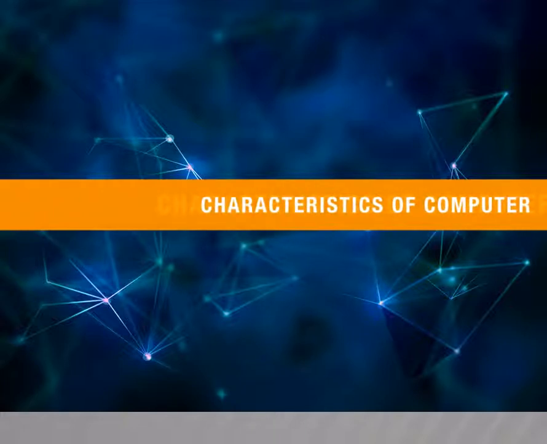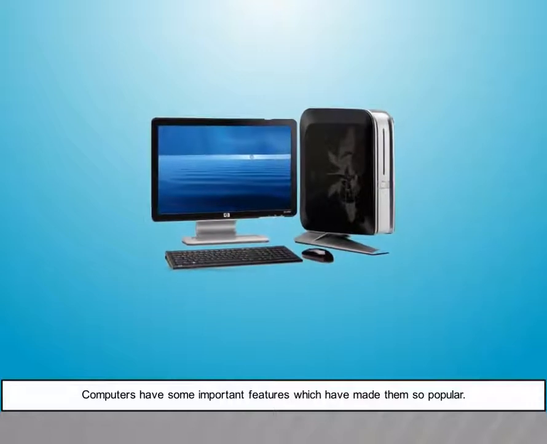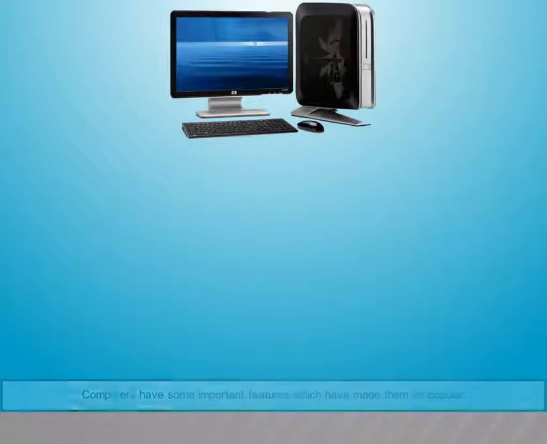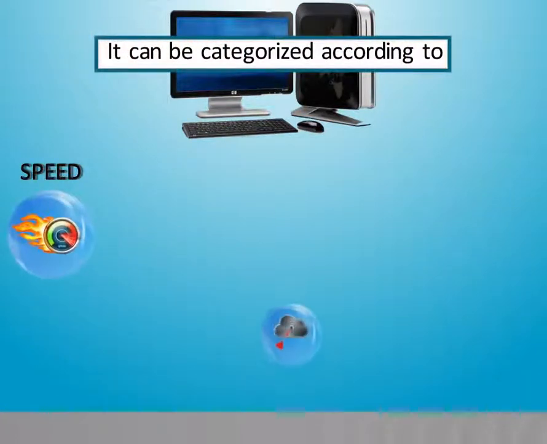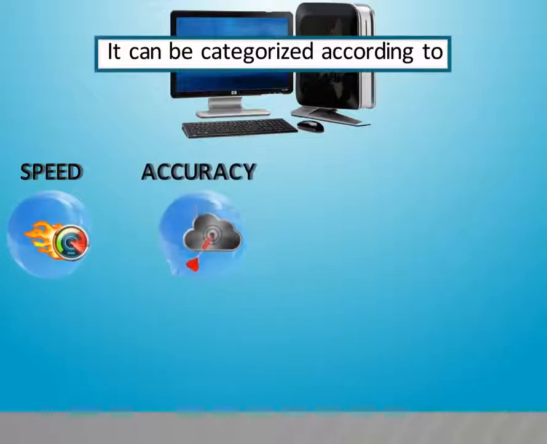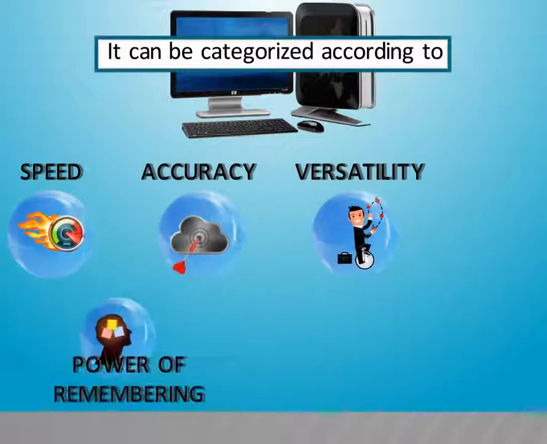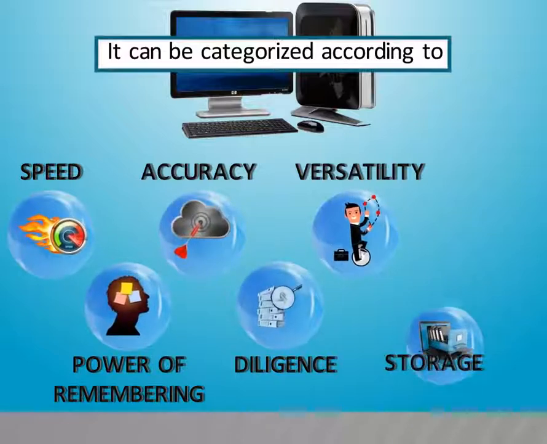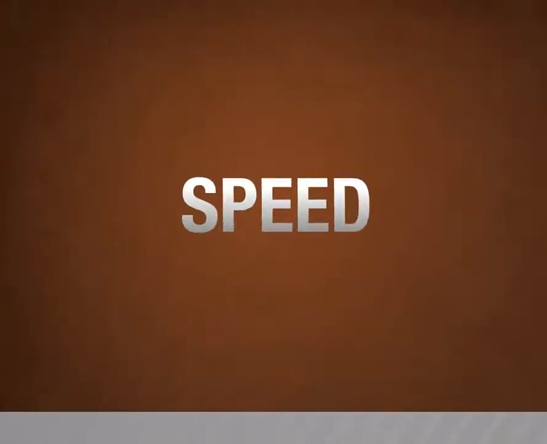Characteristics of computer. Computers have some important features which have made them so popular. They can be categorized according to speed, accuracy, versatility, power of remembering, diligence, storage.